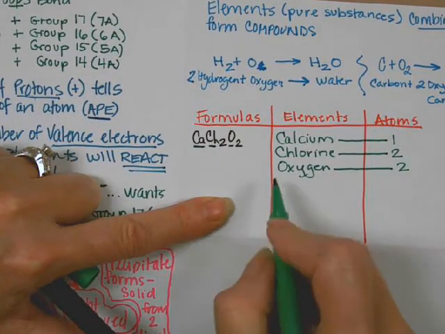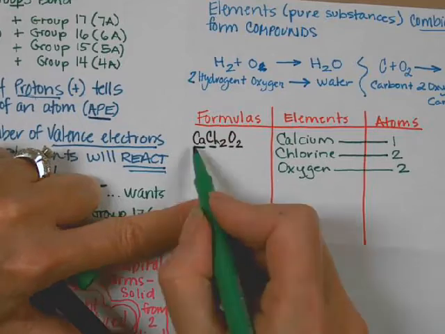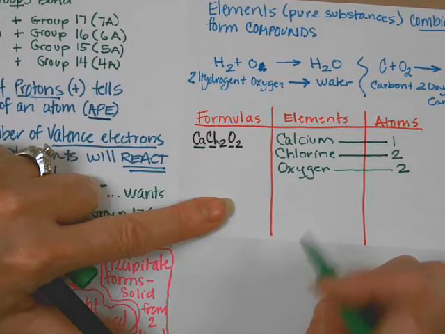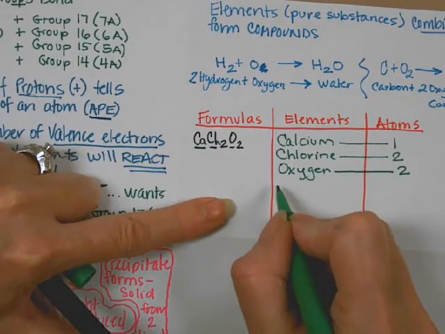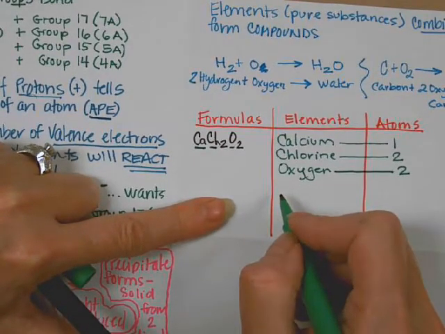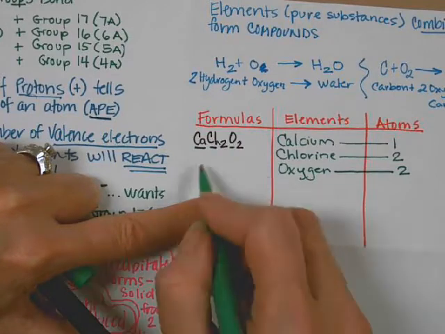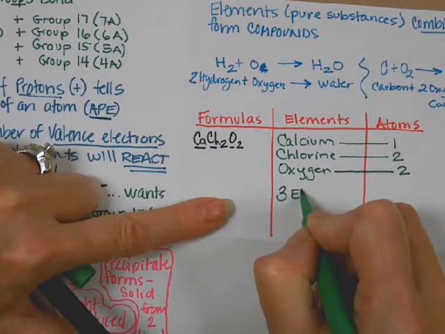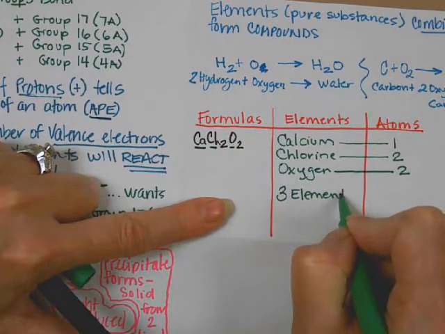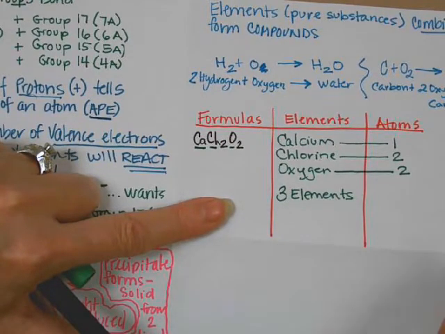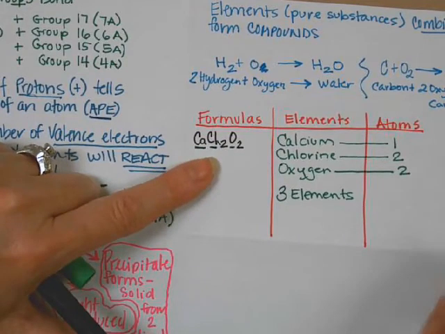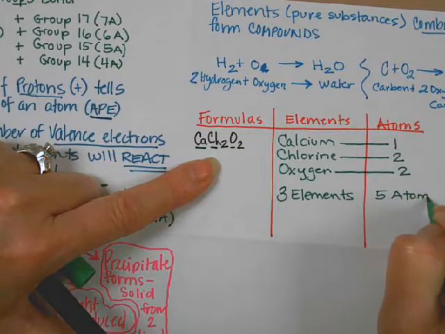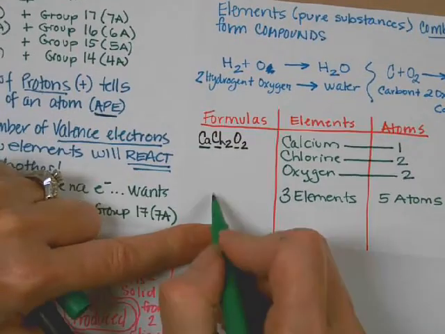and 2 atoms of oxygen. So they might ask you, how many elements are in CaCl2O2? And you'll say, oh, elements. Elements are on the periodic table. They're the letters, right? So we know 1, 2, 3. 3. Or how many atoms does this compound have? Well, it has 5 atoms. And that's total, right? Total.